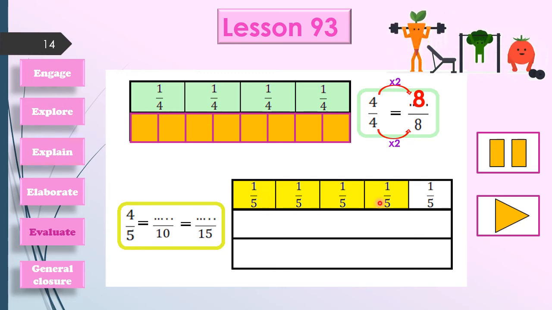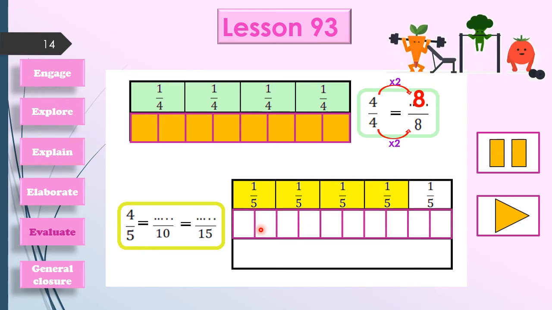Let's go here and ask yourself. Here we have 5 parts. Just 4 parts are colored. It will be 4 fifths. And for the first one here we have, yes, our fraction denominator. It will be 10. Let's go and divide this part into 10 equal parts.